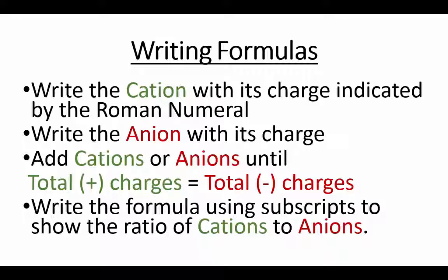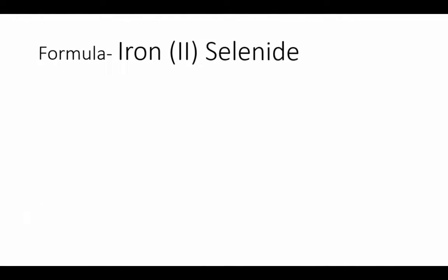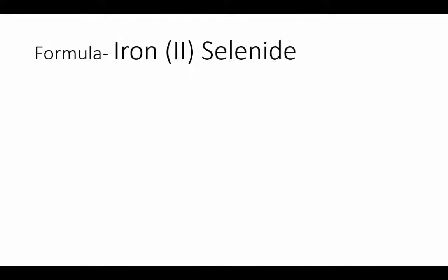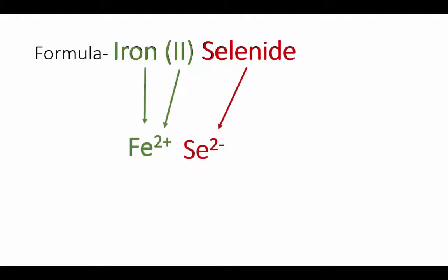So let's get started. Our first example has iron 2 selenide. And remember that the Roman numeral tells us that this iron has a +2 charge. Selenide is Se with a -2 charge. These charges already add up to 0, so we're going to have one of each. And the formula of iron 2 selenide then is simply FeSe.